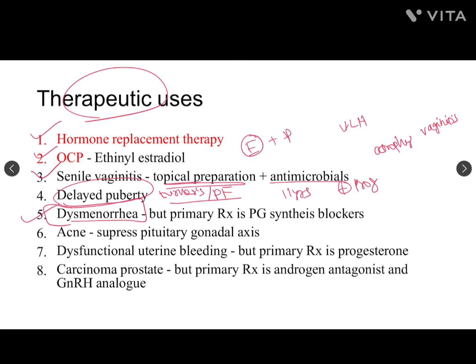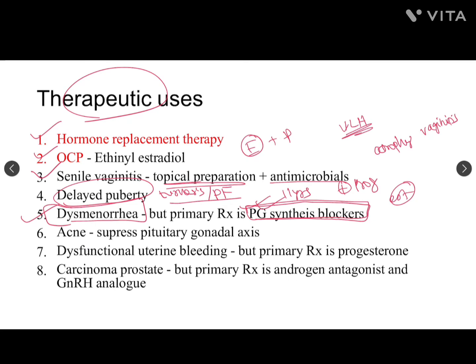Dysmenorrhea. First of all, what is dysmenorrhea? It is pain during menstruation. Now, the primary treatment for dysmenorrhea is prostaglandin synthesis blockers. Okay, what is the primary treatment for dysmenorrhea? It is prostaglandin synthesis blockers. But in severe cases, when this therapy fails, then as a last resort, you can also use estrogen supplementation.